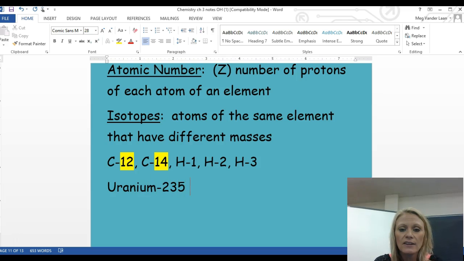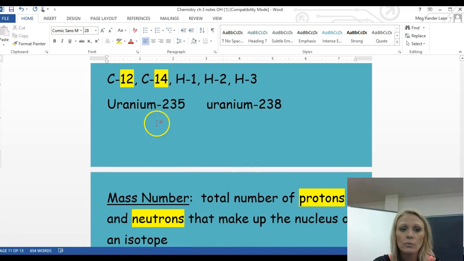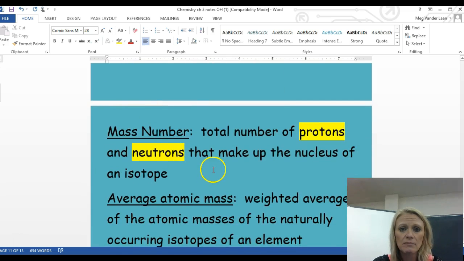Uranium-235. And then there's also uranium-238. One is radioactive and one is not. One is not very common and one is more common. So those are different isotopes. They have a little bit different properties, but overall they have the same properties. Mass number is the total number of protons and neutrons.